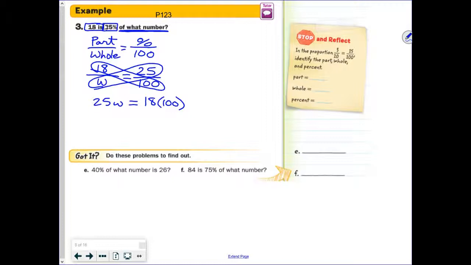To get W by itself, I will isolate it by dividing both sides by 25. The 25s cross off, leaving me with W on the right. 25 will go into 100 4 times. It's like quarters. There's 4 quarters in a dollar. And that gives me 4 times 18.